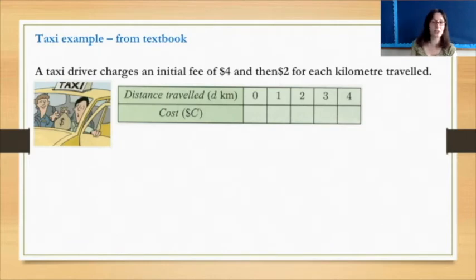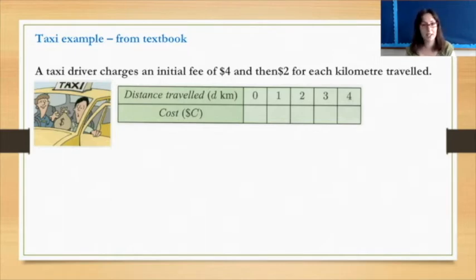Okay, so for my students, some of these examples you need to start writing. So the first bit was some information. Write some of these examples down now, please. This does come from your textbook too. A taxi driver charges an initial fee of $4 and then $2 for each kilometre travelled.